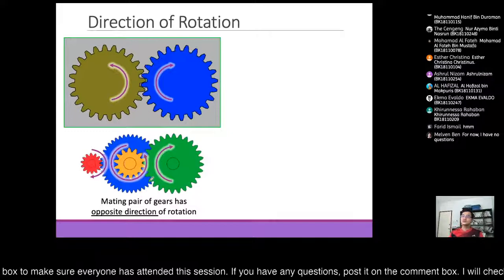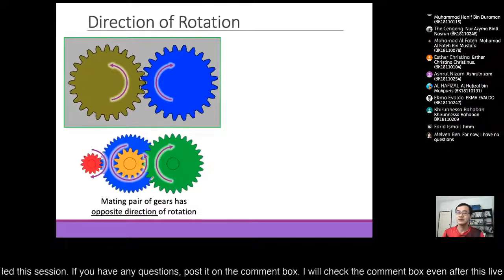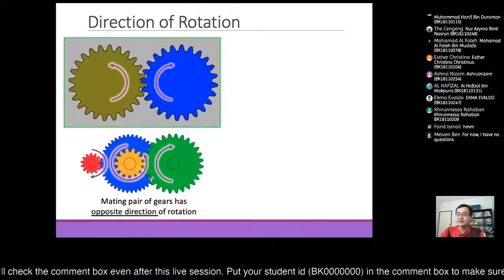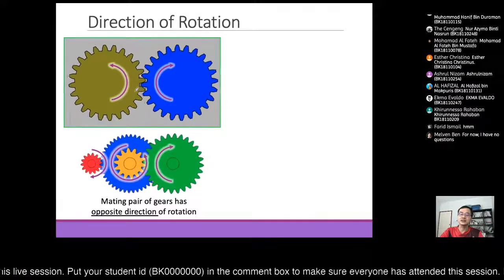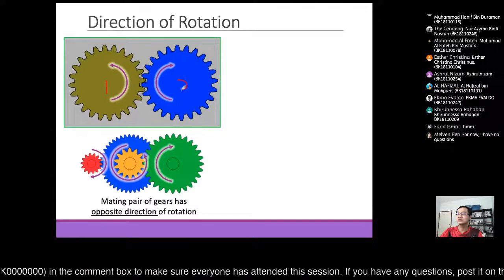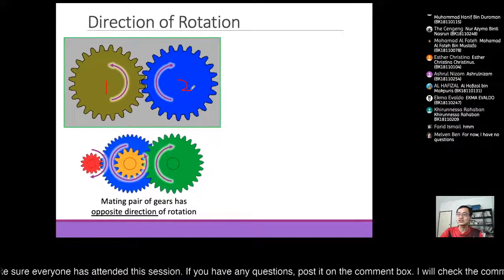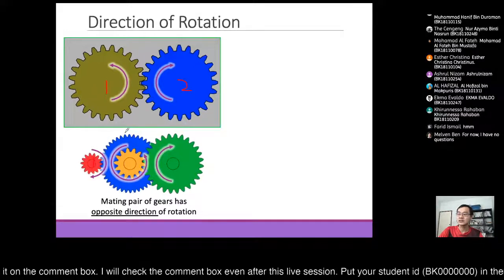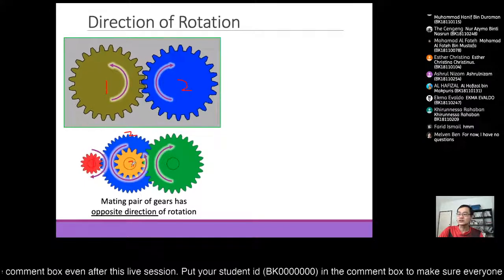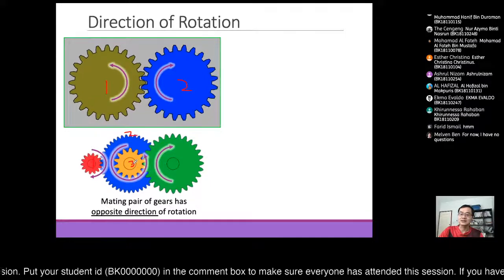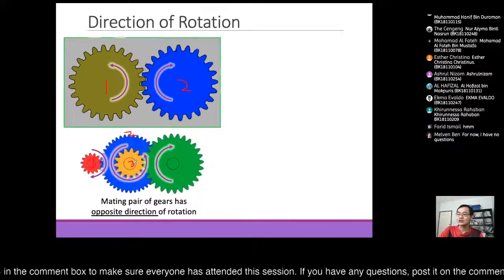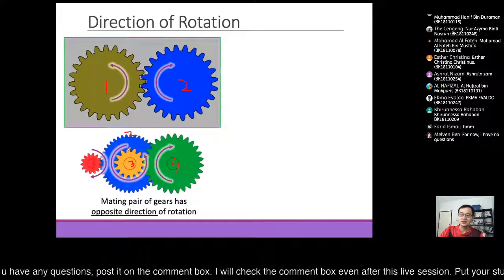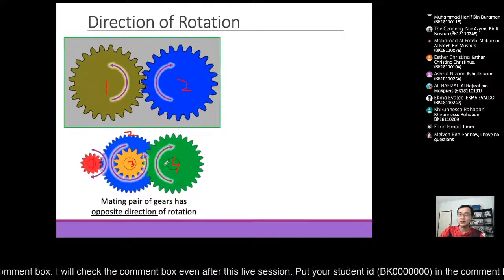When we use them in pairs, we have to be careful with the directions of the rotations. In general, for gears, the mating pairs have opposite directions. So gear number one and gear number two, their rotations will always be opposite to each other. When we combine more than one gear, we can see that gear one rotates gear two, and gear three together. Since gear two and three are joined together, they will rotate together, right? And this gear three will rotate gear number four. So if possible, you may want to draw this out to check the directions.